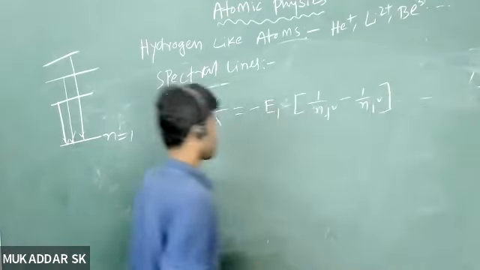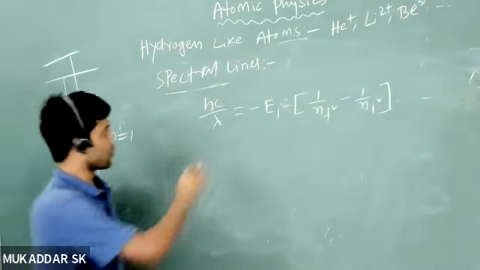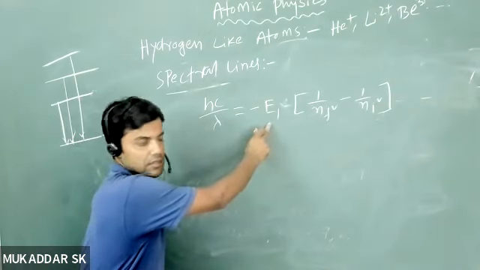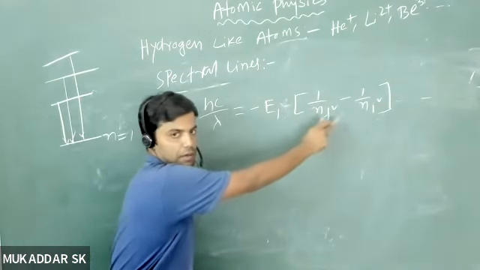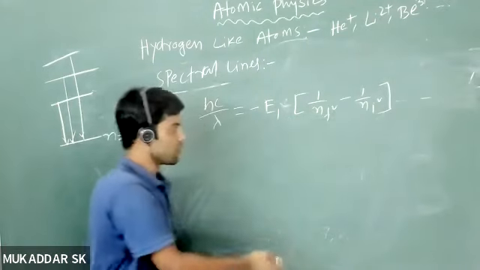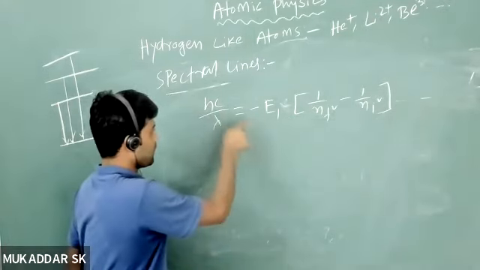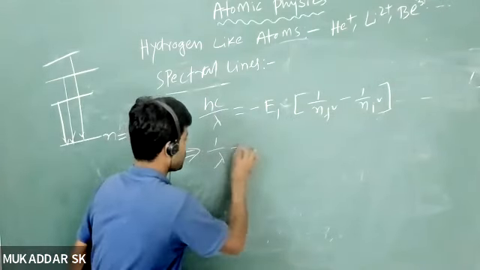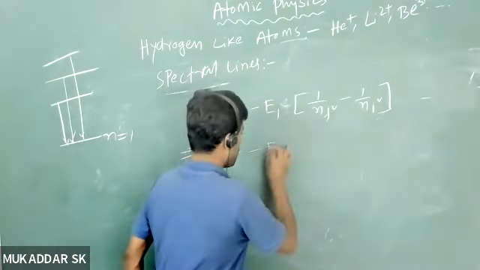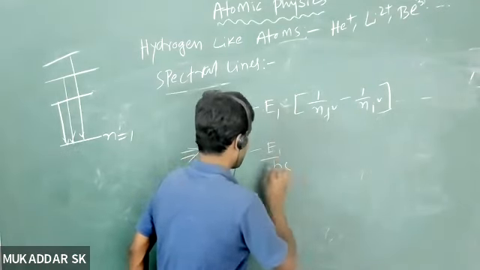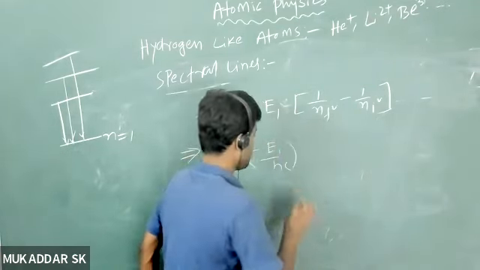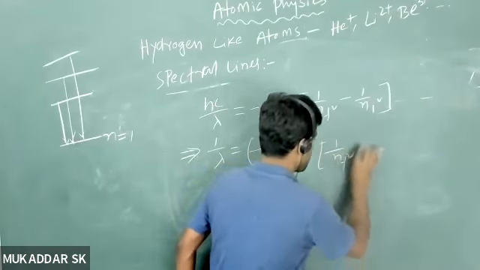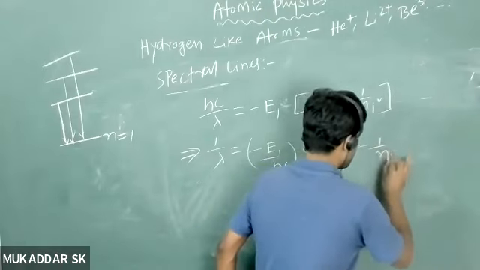So basically you will get minus E1 into 1 by NF square minus 1 by Ni square. Is it not? Okay. So hc by lambda equals to basically minus E1, E1 is the ground state energy, into 1 by NF square minus 1 by Ni square. Okay. Now if you bring hc this side, basically what you will get? You will get 1 by lambda equals to minus E1 by hc into 1 by NF square minus 1 by Ni square.